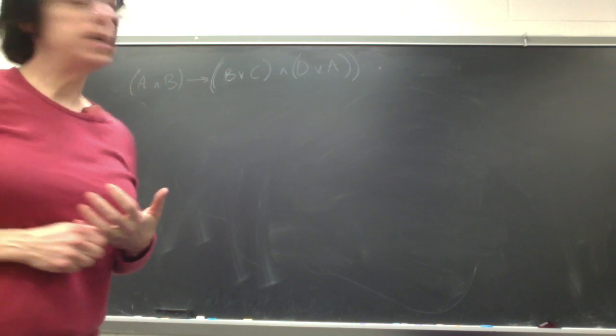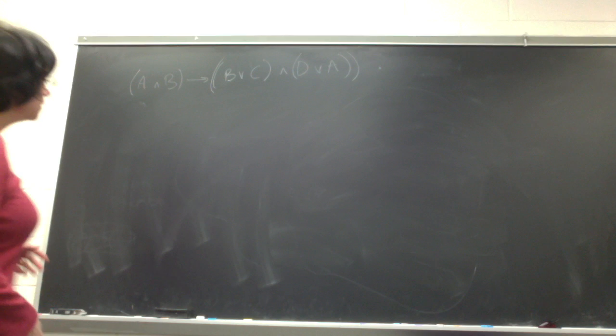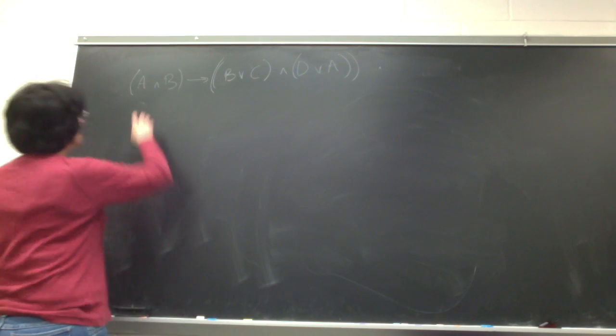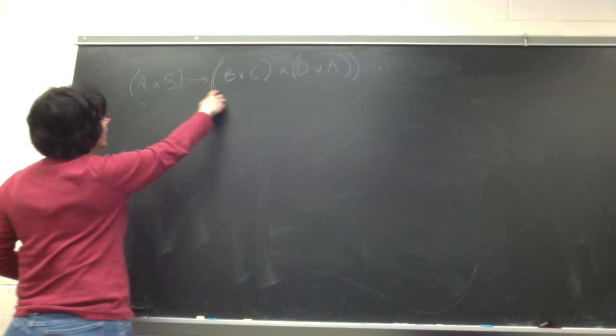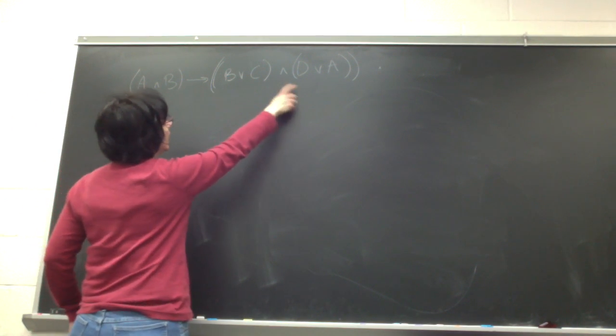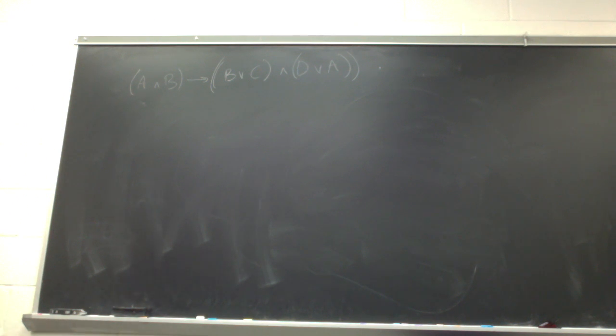It's one of the extras, and it is number 13.1. Okay, so this is a proof. A and B implies this whole thing, B or C and D or A. No matter what you're doing, you start your proof the same way, right? Which is you just write down what's my premise.